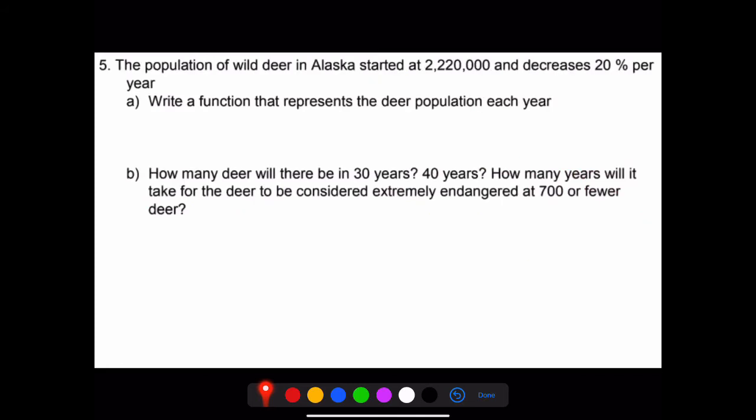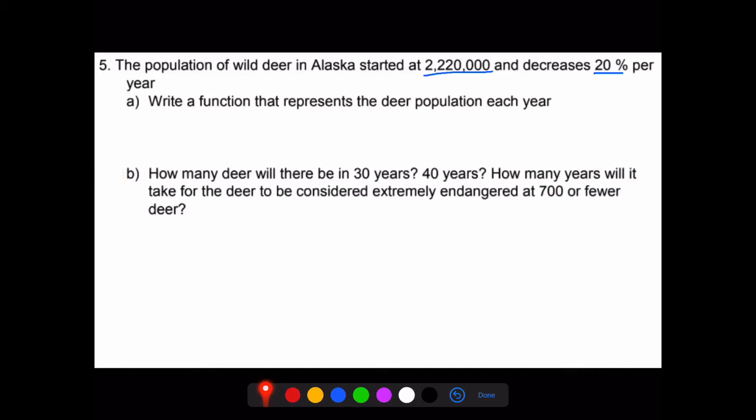All right, number 5. The population of wild deer in Alaska started at 2,220,000 and decreases by 20% per year. Write a function that represents the deer population each year. That's letter A. And letter B, how many deer will there be in 30 years? 40 years. How many years will it take for the deer to be considered extremely endangered at 700 or fewer deer?